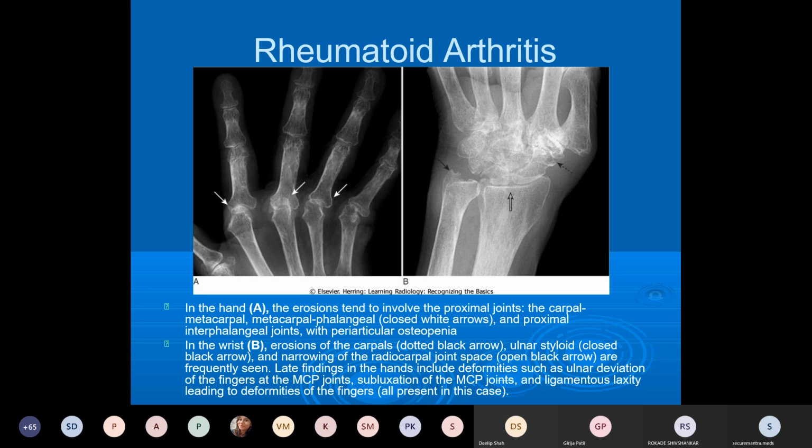And in late findings of rheumatoid arthritis are the deformities like ulnar deviation of the fingers at the metacarpophalangeal joint. You can see there is a slight deviation and subluxation of the metacarpophalangeal joint and ligamentous laxity leading to deformities of the finger.